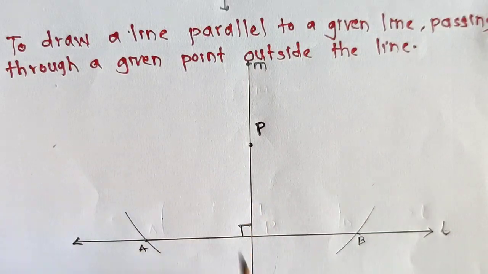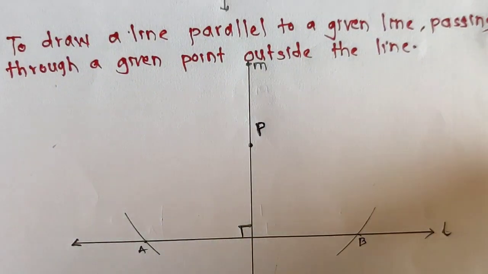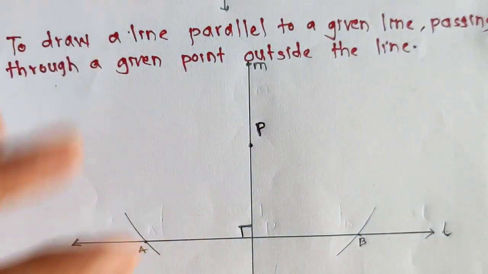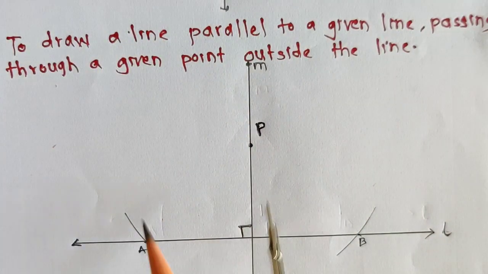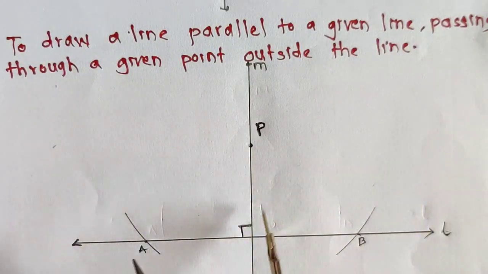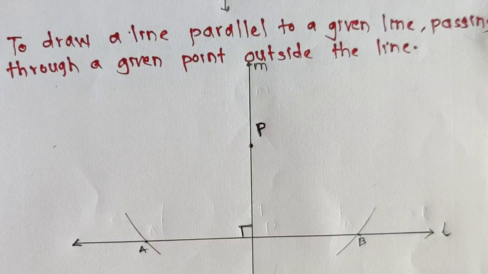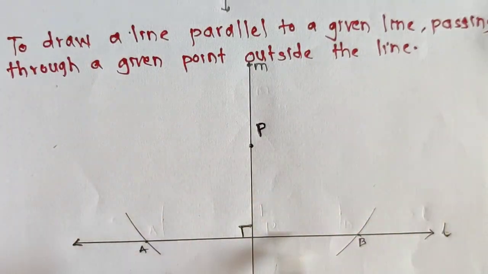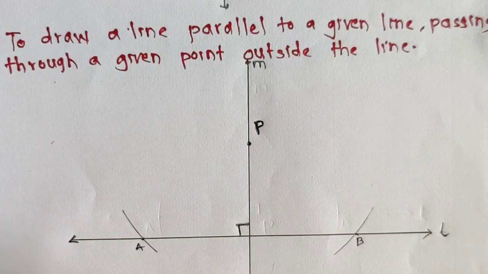To draw the perpendicular, if point P is on the line, now here P is the point on line M, again draw a perpendicular line through P. Now this line and this line are perpendicular to line M. Our concept, our axiom which we use in 8th standard: if two lines are perpendicular to the same line, then these are parallel to each other. That concept we are using.